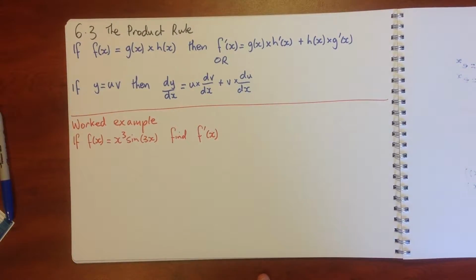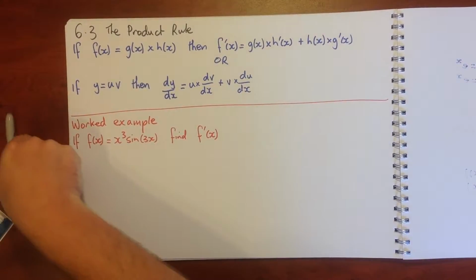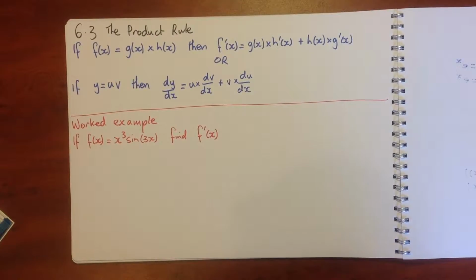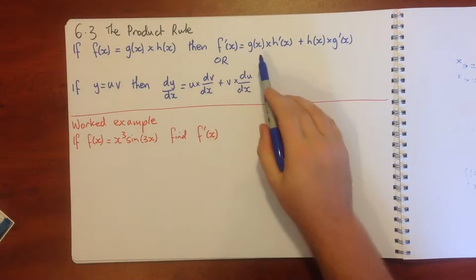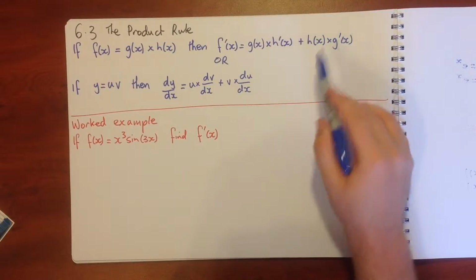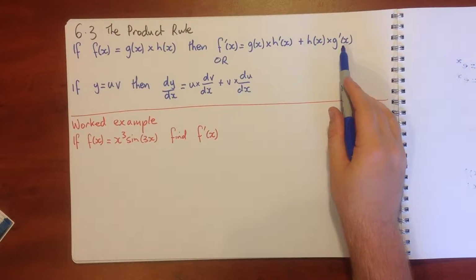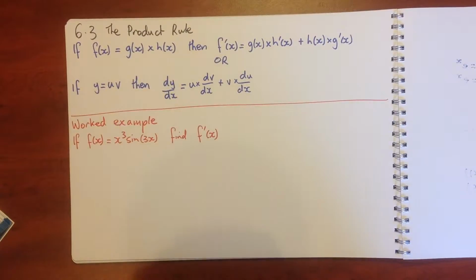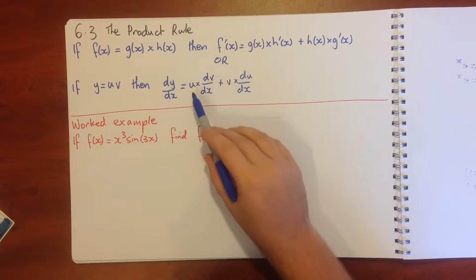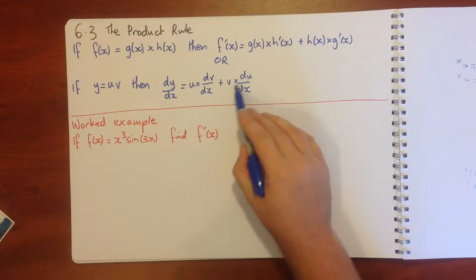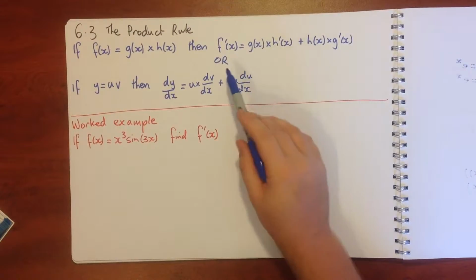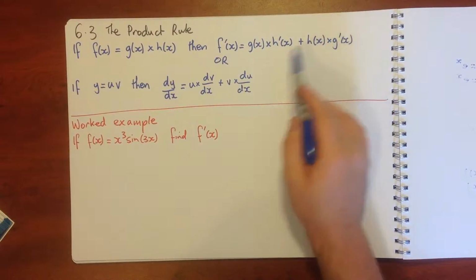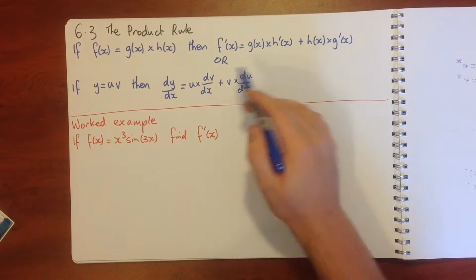Hey, in this tutorial we're going to be looking at section 6.3 on the product rule. So we're saying if f(x) = g(x) times h(x), then f'(x) = g(x) times h'(x) plus h(x) times g'(x). Or if we're saying y = uv, then dy/dx = u times dv/dx plus v times du/dx. I prefer to use this top one than this bottom one, but it doesn't matter too much which way you like to go.